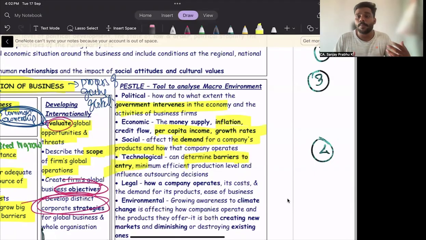Technology can sometimes be an opportunity for the business, sometimes a threat. I have seen on my Instagram driverless cars in China. In China, Uber is driverless: we scan, get inside, give the location we want, and it is a driverless car. Just think about that. If driverless cars come to India tomorrow, many drivers will lose their jobs. There are many car driving institutes, and their jobs will also be lost. So legal: how a company operates is cost, and what are the various laws and regulations the business has to comply with.